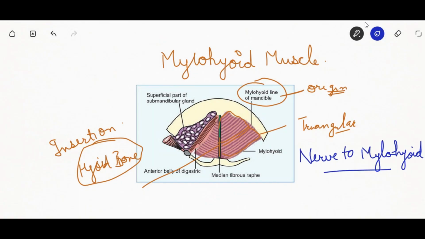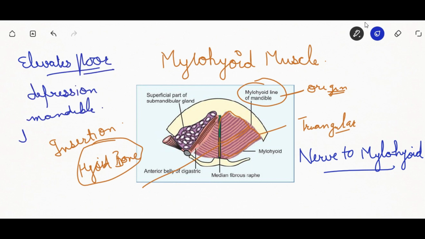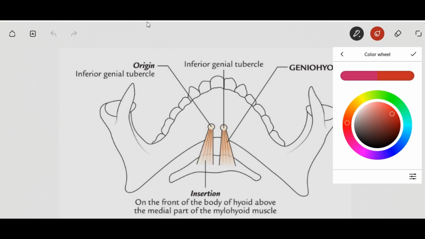The nerve supply of mylohyoid muscle is nerve to mylohyoid. The action of mylohyoid is to elevate the floor of mouth. It helps in depression of mandible and elevation of the hyoid bone.